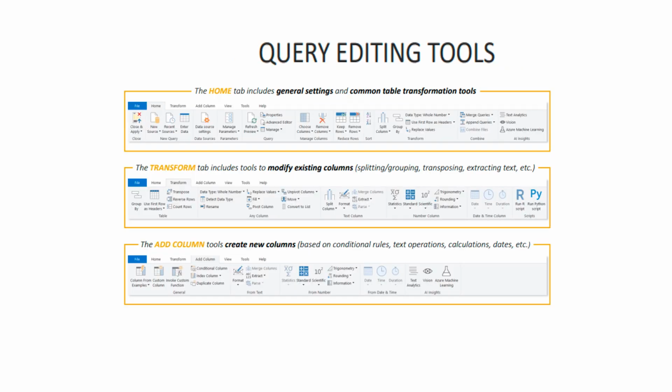This is the detailed view of the core editing tools. This is the Home tab, which consists of general settings and common table transformation tools that we can use to transform our table. The Transform tab includes tools to modify existing columns, like if you want to perform splitting, grouping, transposing, extracting text, etc. You can make use of this tab. In order to add a column, we have another option here. The Add Column tools help us create new columns based on conditional rules, text operations, calculations, dates, etc.